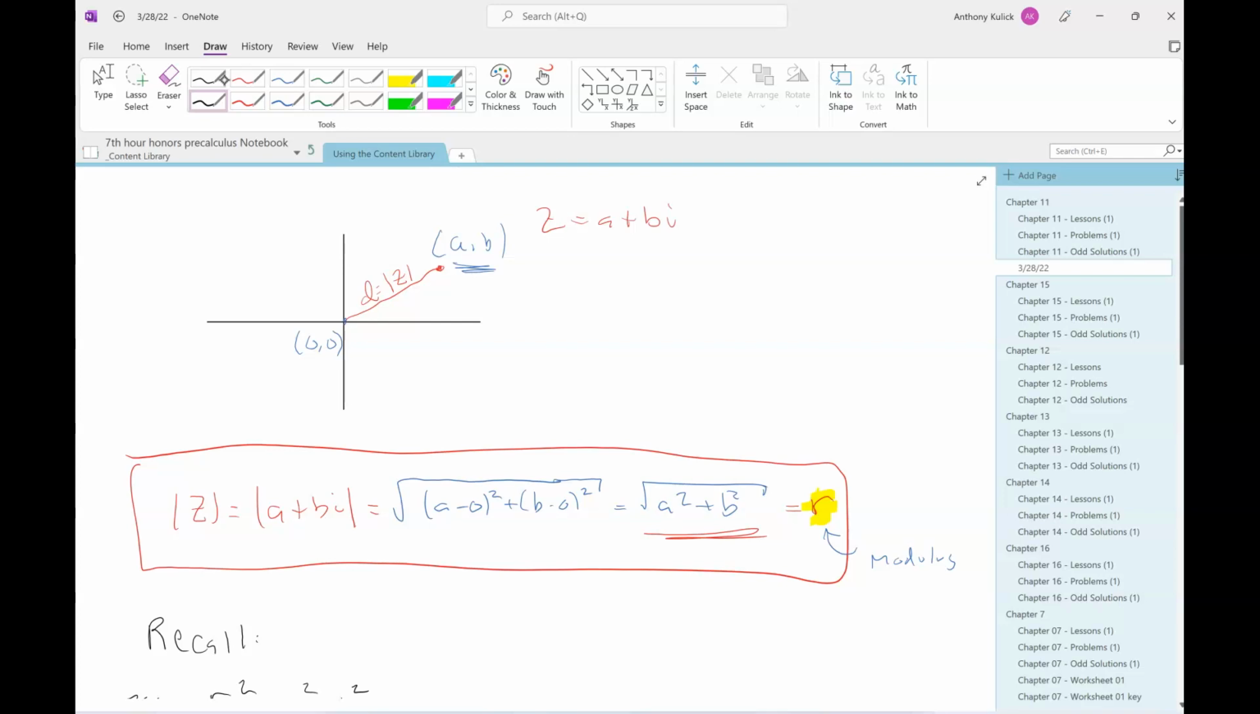Okay. So we have that, right? And so we have this distance that we can use to describe how far a complex number is from the origin. If we're doing that, though, we could also define the standard position angle that complex number makes from the origin. What do you think this is related to?